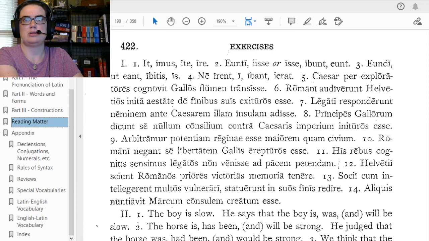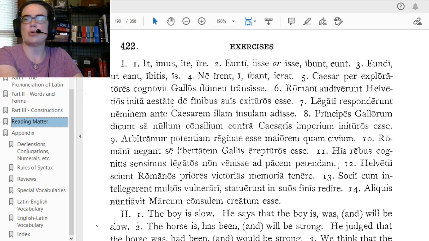So a couple, let's look at number 7. This is a nice example here. Legati responderant neminem ante Caesarem illam insulam adisse. The legates responded, verb of the head. We have an accusative. So in English we say that nobody. Then we have to go to our infinitive, adisse, that nobody had approached that island, illam insulam, before Caesar.